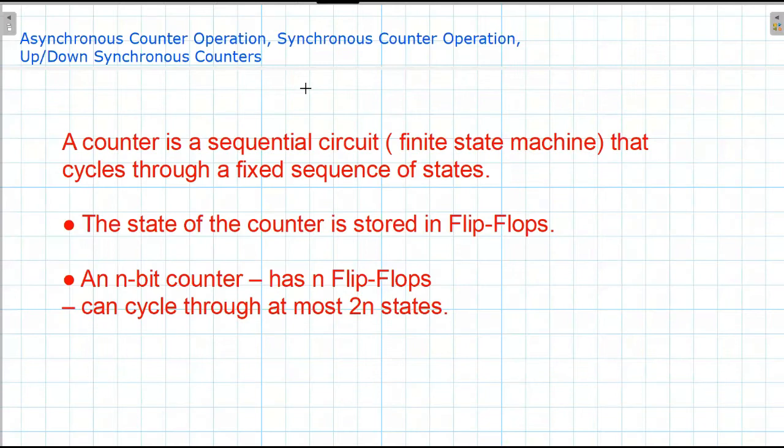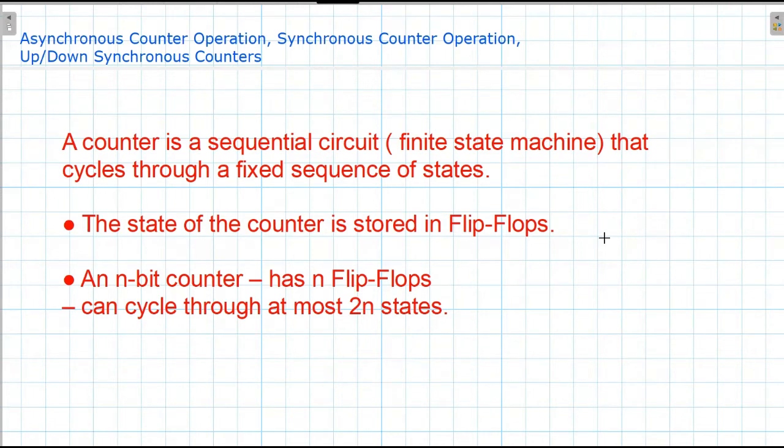Next topic that we are going to discuss in detail is your asynchronous counter and your synchronous counter. So this is a very important topic and we are going to discuss in great detail now with your applications and all. So first of all, let's discuss what a counter actually is. A counter can be defined as a sequential circuit, and we also call it a finite state machine because it is having a finite number of states.